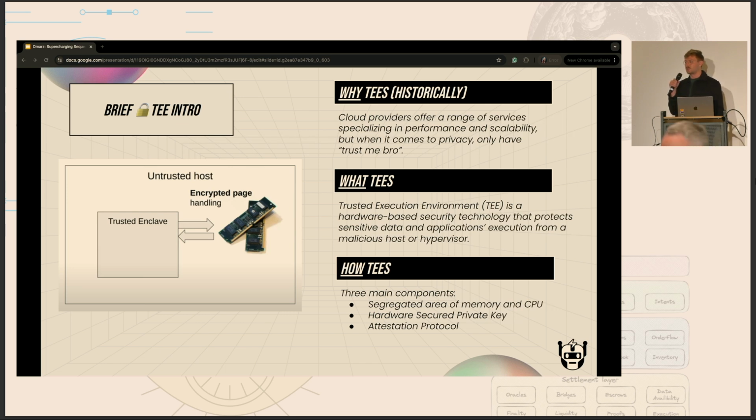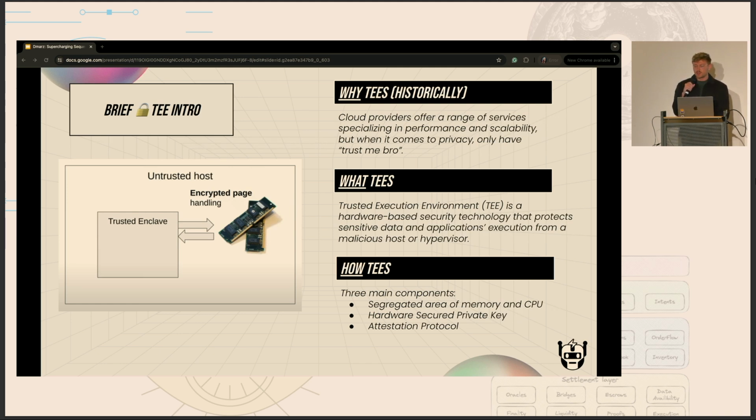So this started being successfully experimented with in industry by a lot of cloud providers. As I previously went over, trusted execution environments are hardware-based security technology that protects sensitive data and applications from a malicious host or hypervisor. And there are three real components to them: a segregated area of memory and CPU, a hardware secured private key, and then lastly, an attestation protocol, which I think is one of the coolest and most underrated parts of TEEs.